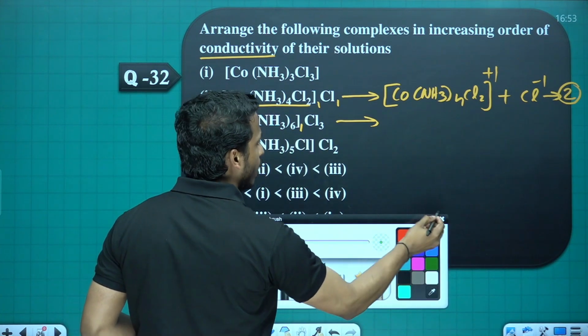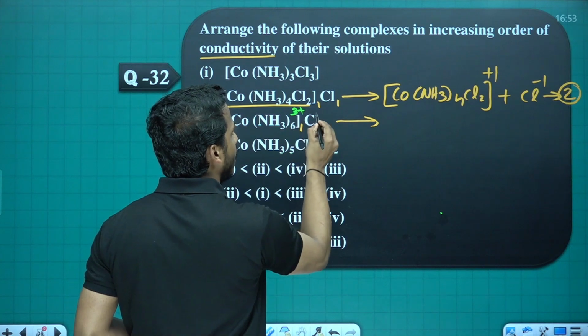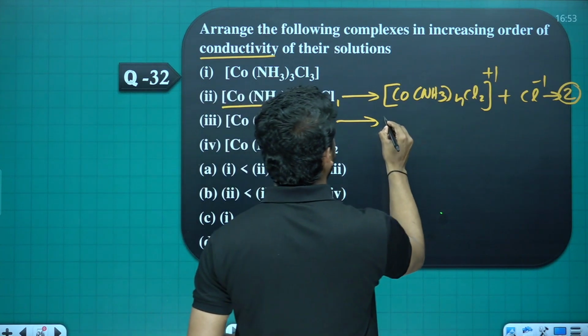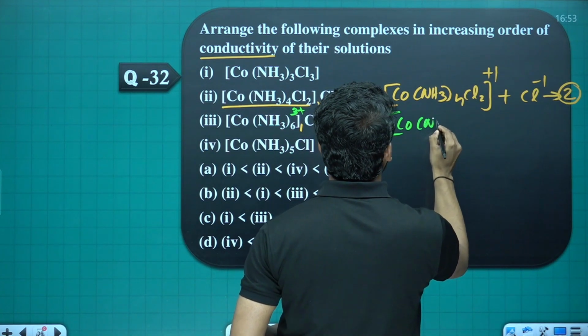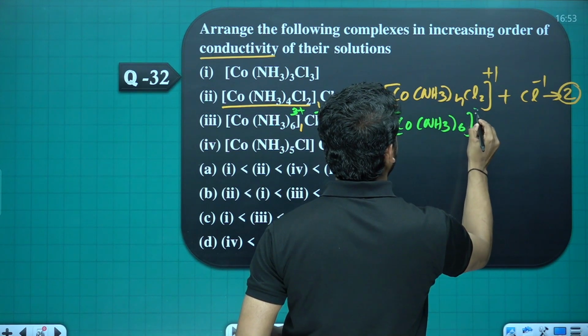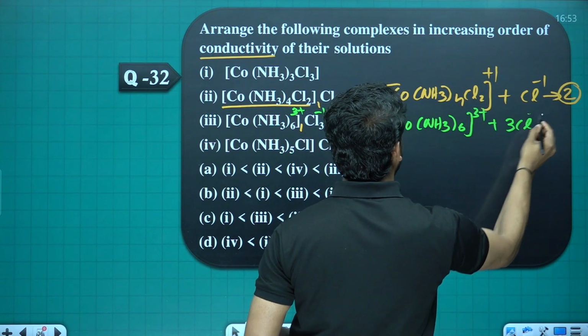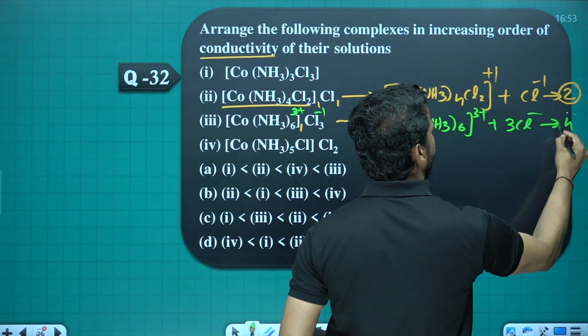You know, this 3 come from this side, the 1 come from this side. So you will get 1 complex with the [Co(NH3)6]3+ and 3 Cl minus, 1 plus 3, total, it's giving you 4 ions.